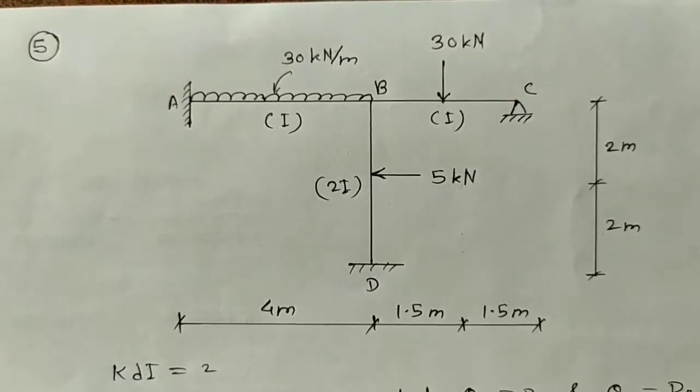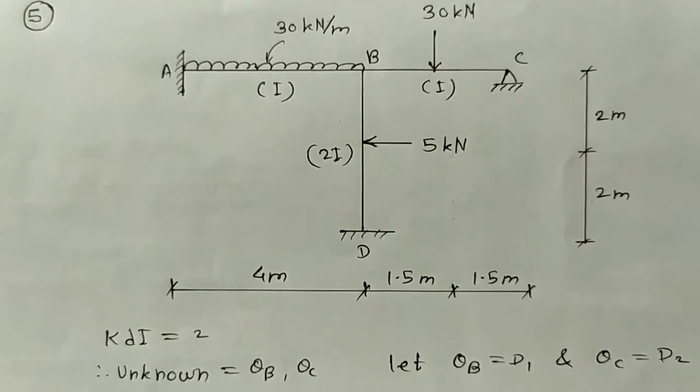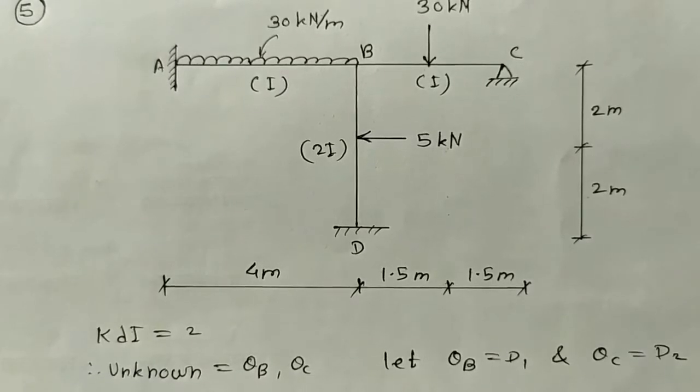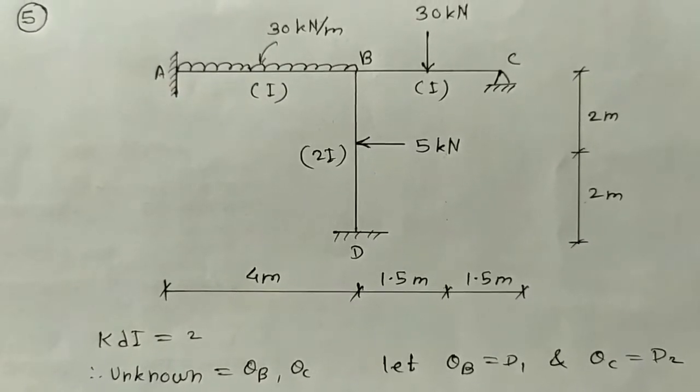First step is to find KDA of the structure. KDA comes out to be 2. So here theta B and theta C will be the unknown. Let us take theta B as D1 and theta C as D2.